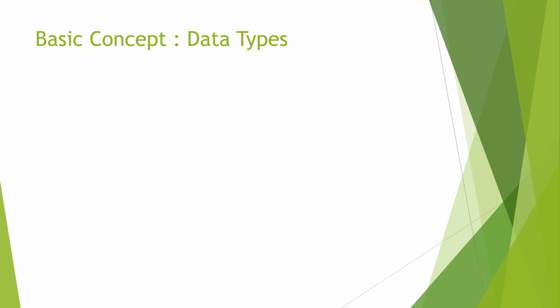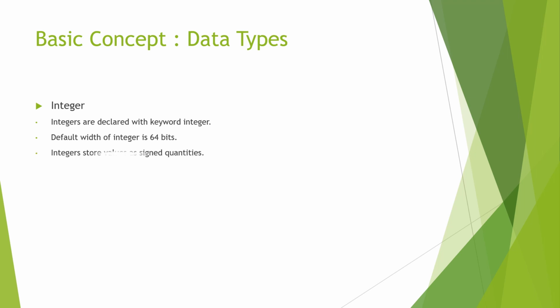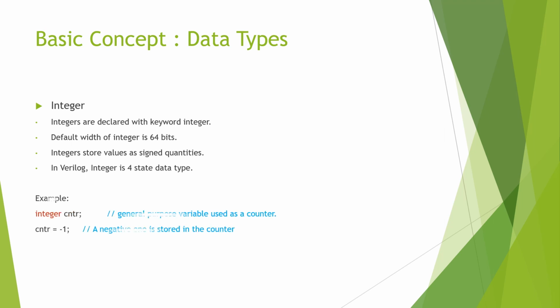Next data type is integer. Integers are declared with the keyword integer. The default width of integer is 64 bits. Integers store values as a signed quantity. In Verilog, integer is a 4-state data type. That means it can store 0, 1, x and z values. Let's see some examples. Here integer is the keyword and counter is the name of the variable. And here counter is equal to -1. So we have assigned -1 to the counter.